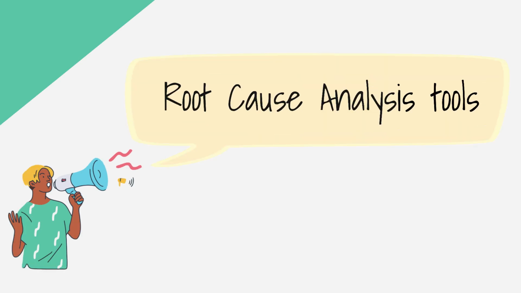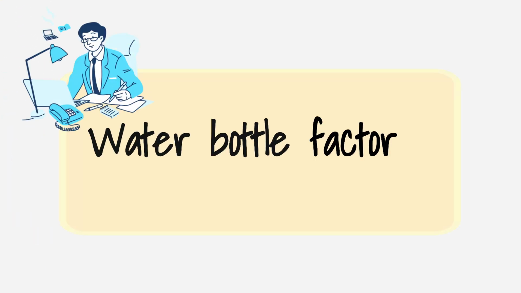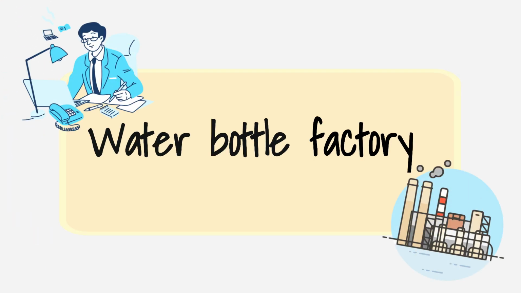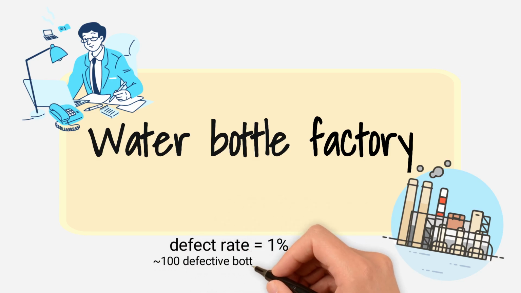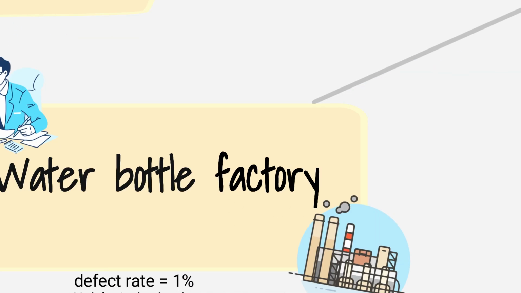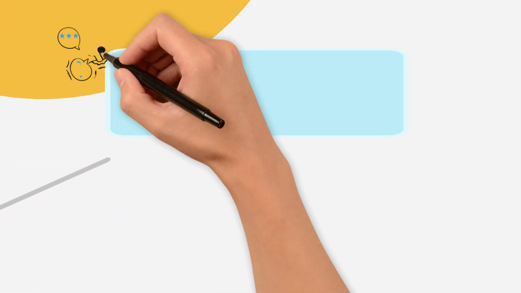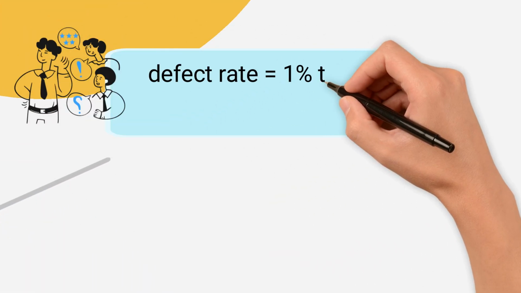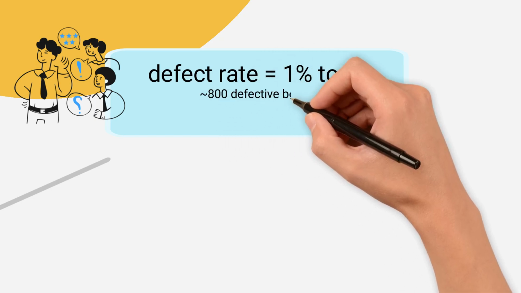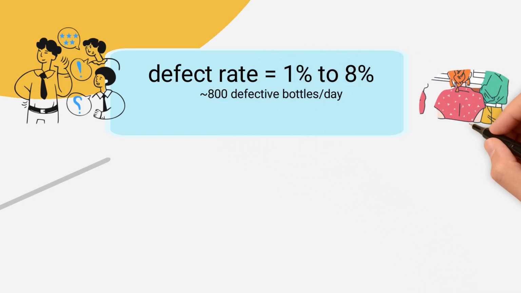Hello everyone. Today, instead of memorizing root cause analysis tools, let's solve a real problem together. Imagine you're the quality manager of a factory producing 10,000 water bottles every day. Normally, the defect rate is 1%, which means about 100 defective bottles daily. Suddenly, customer complaints increase. The defect rate jumps from 1% to 8%. Now the factory has 800 defective bottles every day.